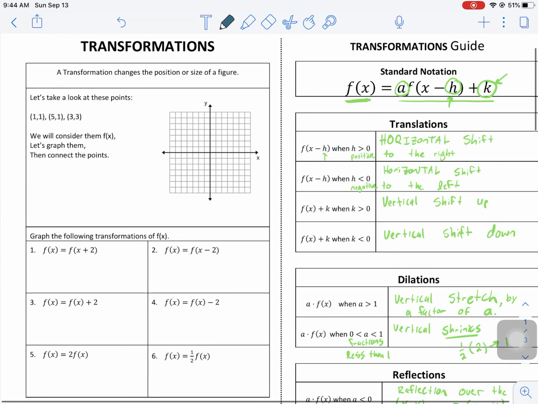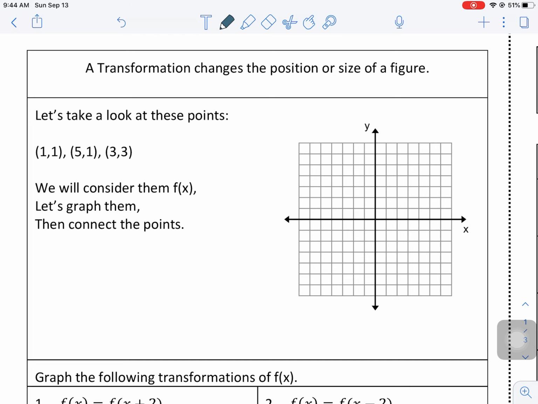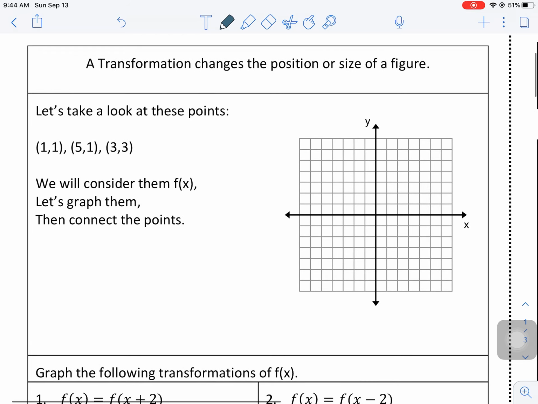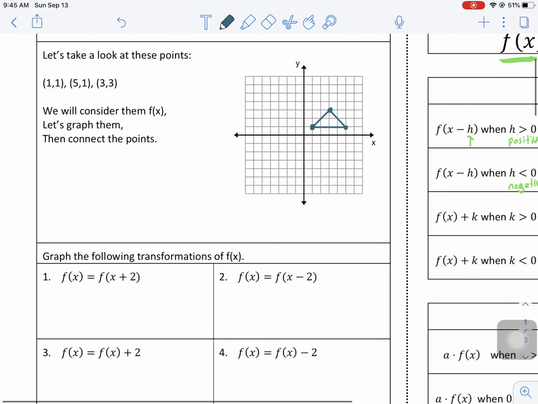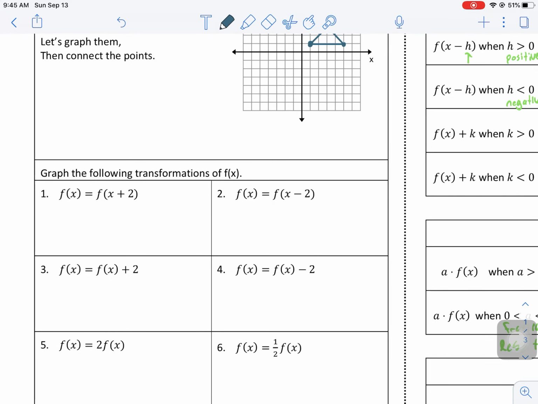Let's now take a look at this little box to the left, where we will go through all of those transformations. So let's take a look at these 3 points. We have 1, 1, so right here, 5, 1, 1, 2, 3, 4, 5, up 1, and then 3, 3. So we're building this little triangle right here. With this, we're going to consider them f of x. So we graphed those points and connected them. Let's do the following transformations to f of x.